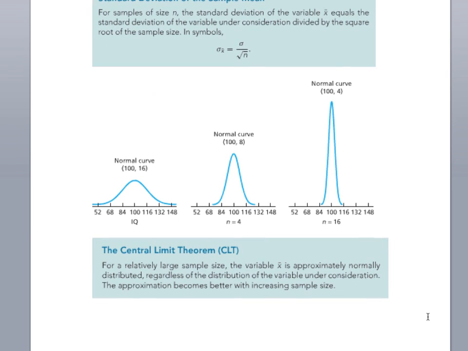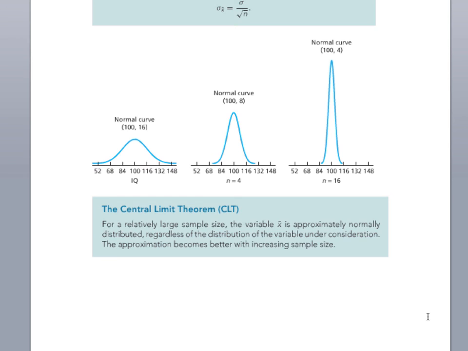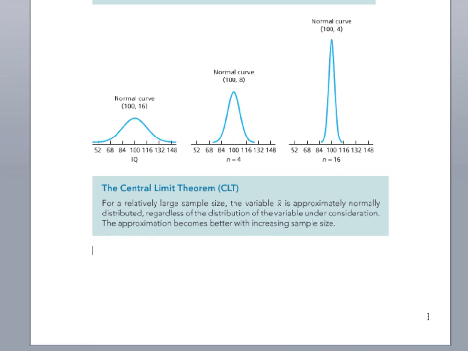But what happens if we don't have a normally distributed population? The central limit theorem. Oh, this thing is wonderful. So if you have a large sample size, the variable x bar is approximately normally distributed regardless of the distribution of the variable under consideration. So you can have something that looks nothing like a normal distribution for your population, and when you get your sample, by gosh, it's going to be part of a normally distributed sample set.